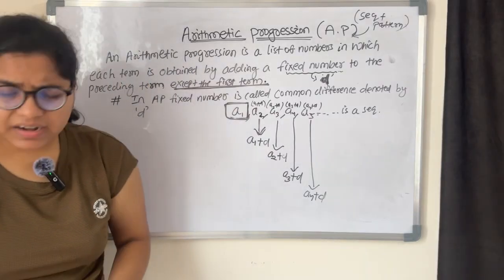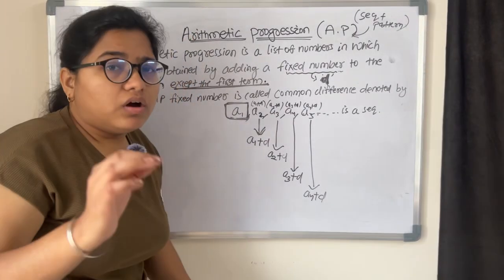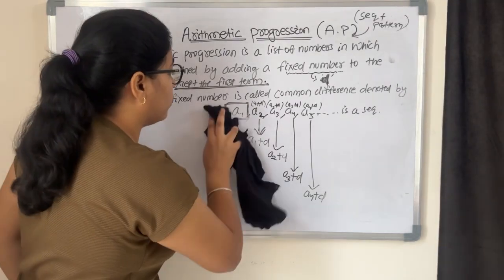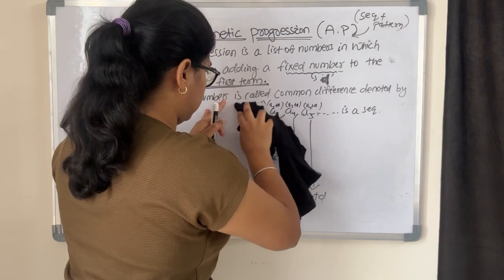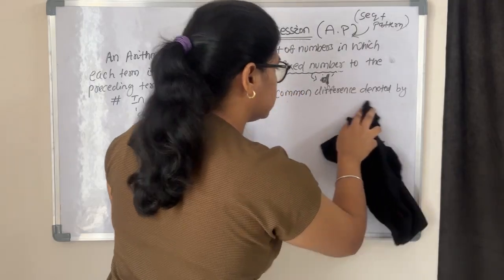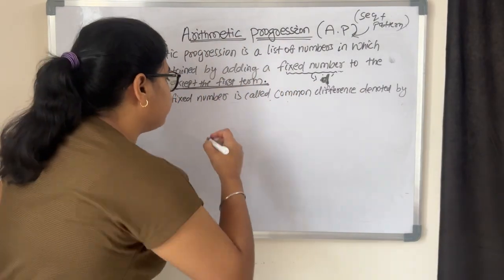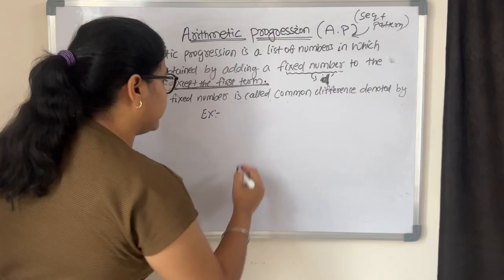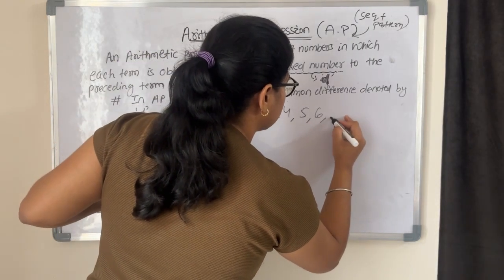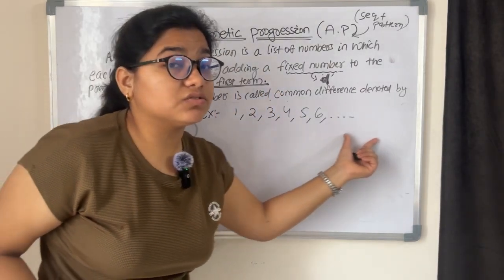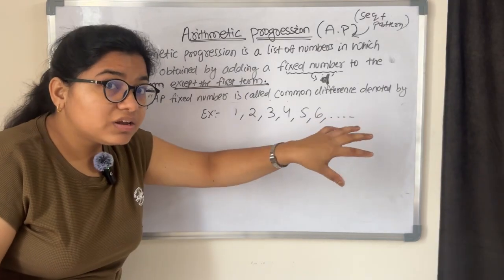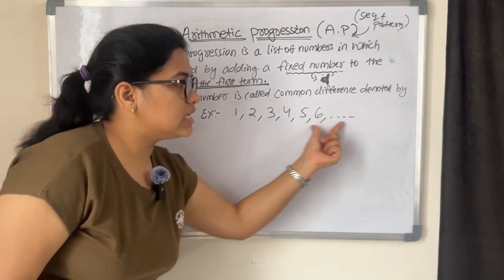Now, I will explain the same thing again by giving one example. This is the general idea. Now, I will give you one example. Just see and understand. For example, I will write 1, 2, 3, 4, 5, 6 and so on. This is a sequence. Why? It is a list of numbers, natural numbers, and a list of numbers plus a rule is a sequence, as you know. So this is a sequence.